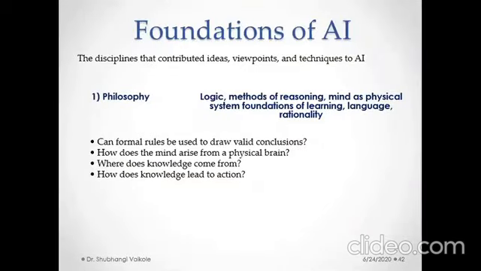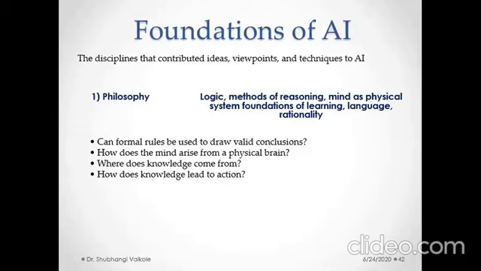Now we'll see the foundations of AI, the disciplines that contributed ideas, viewpoints, and techniques to AI. So here, the first, from 428 BC to present, is philosophy. Philosophy contains logic, methods of reasoning, mind as a physical system, and the foundations of learning, language, and rationality.